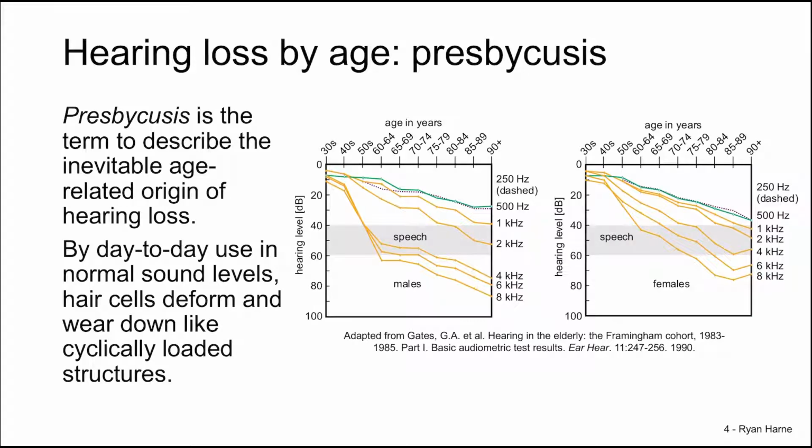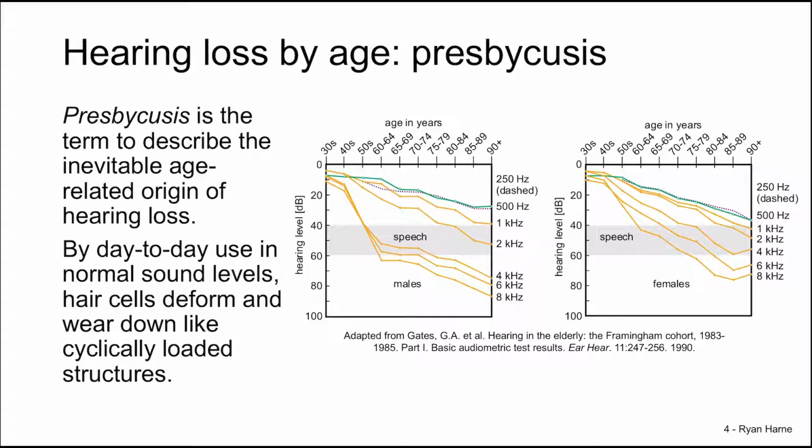These plots show presbycusis for males on the left and females on the right. The hearing level threshold is on the y-axis, and age is the x-axis. The different lines correspond to different frequencies. And what we see is that especially for males from 4 to 8 kilohertz, by the time males reach 50 to 60 years old, they are statistically likely to lose a significant amount of high-frequency hearing, whereas the same frequencies, 4, 6 to 8 kilohertz, for females are less impaired.